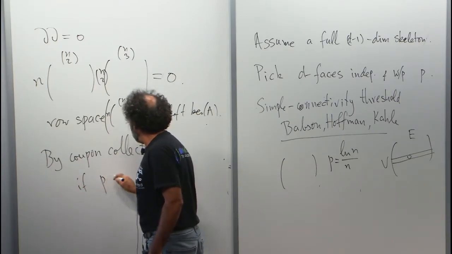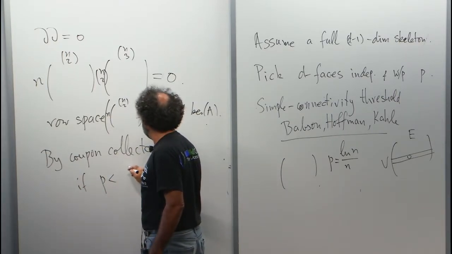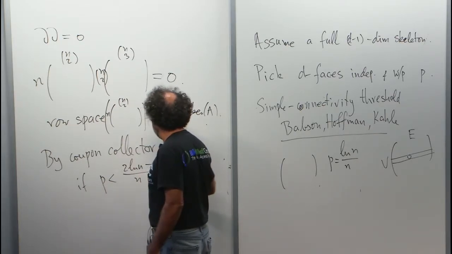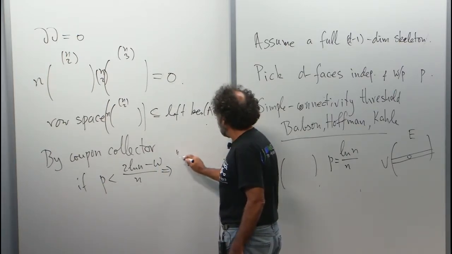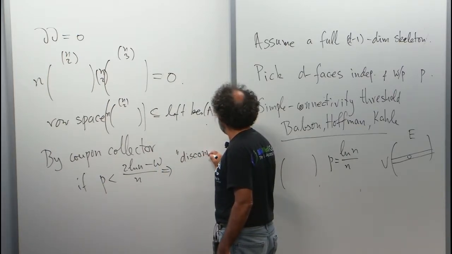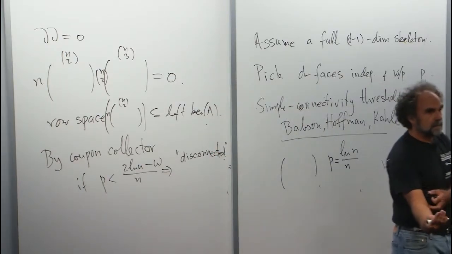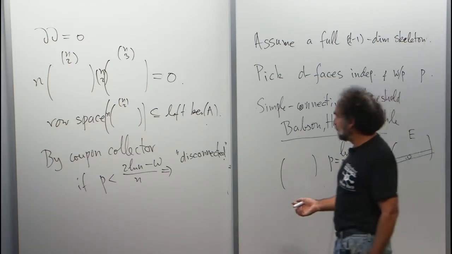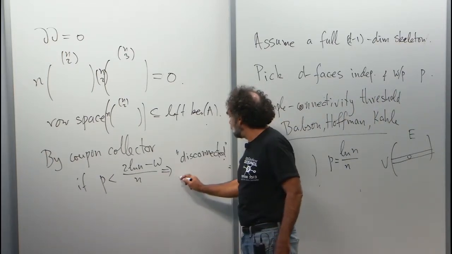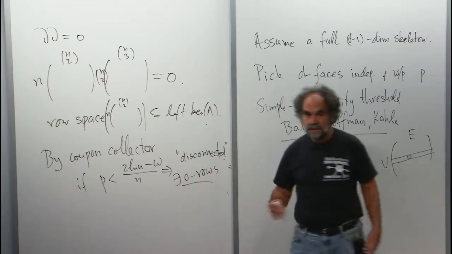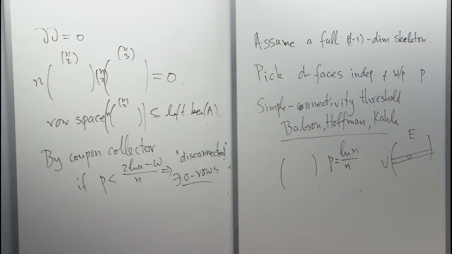if P is less than 2 log n minus epsilon over n, then I will say it's disconnected in the sense that there is a non-trivial vector in the left kernel. Not only this, even in the sense that there exist zero rows. There exists an edge which is not covered by any face. We didn't choose any, we haven't selected any of the faces that contain it.